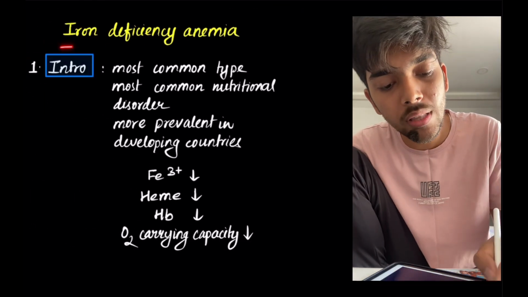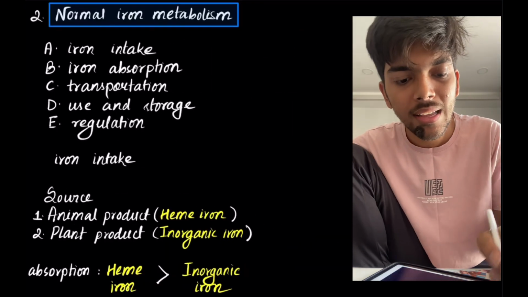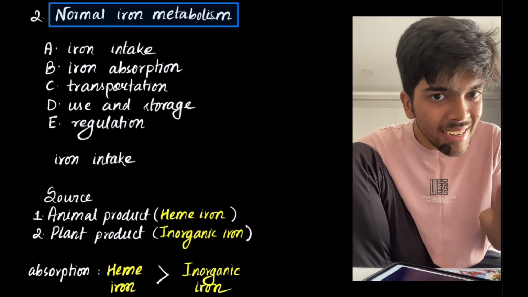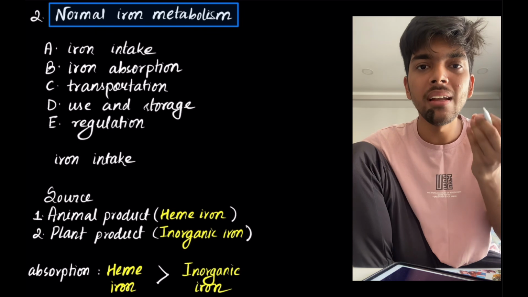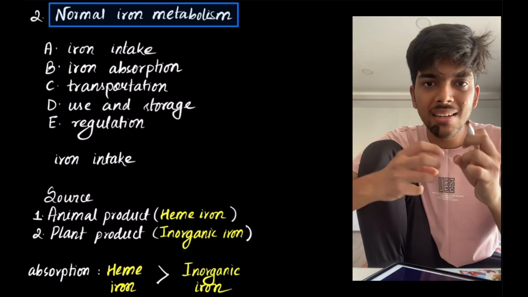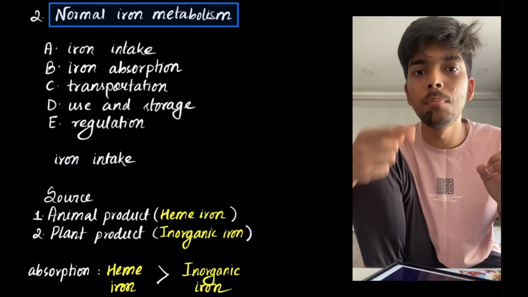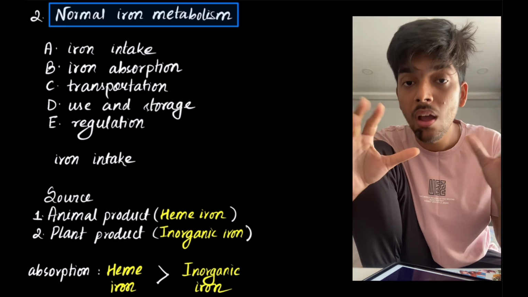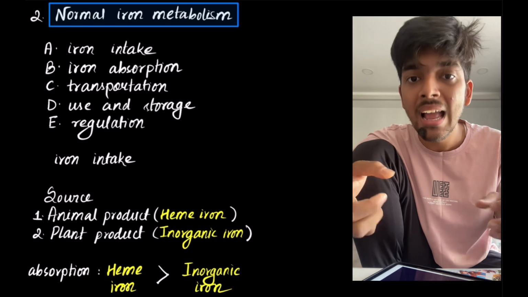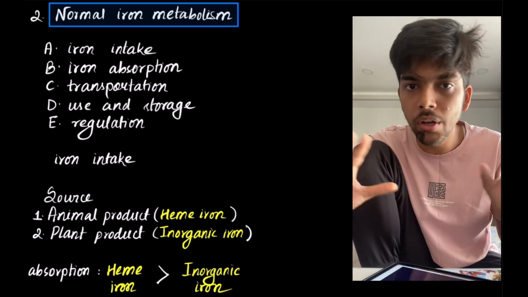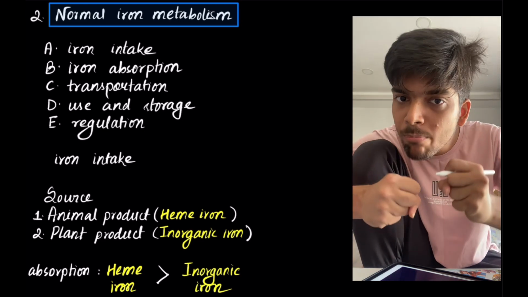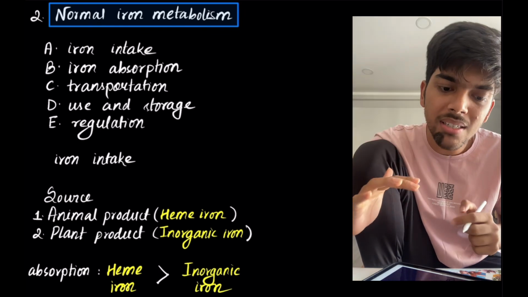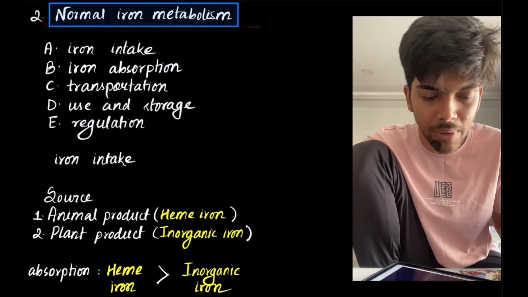Okay, so the first thing was the introduction. Second is normal iron metabolism. You first take in iron. This iron enters your gut. It then gets absorbed and reaches the blood. Through the blood, it gets transported to different parts of the body where iron gets utilized, and the excess iron gets stored in your body. The process of absorption of iron is also regulated. So these are the various steps included under normal iron metabolism.